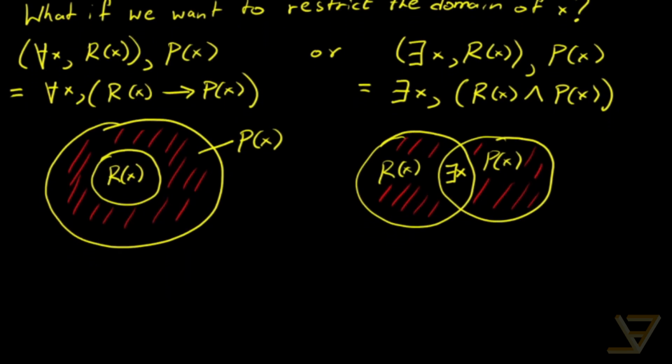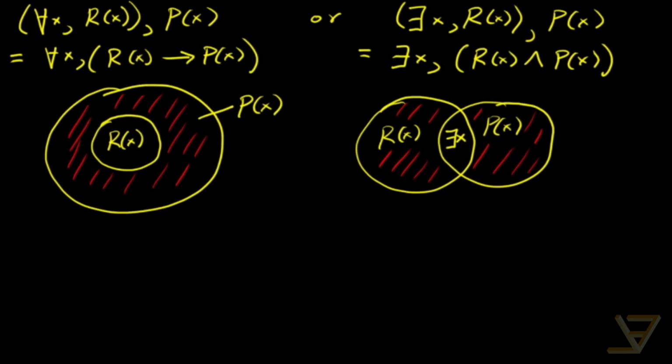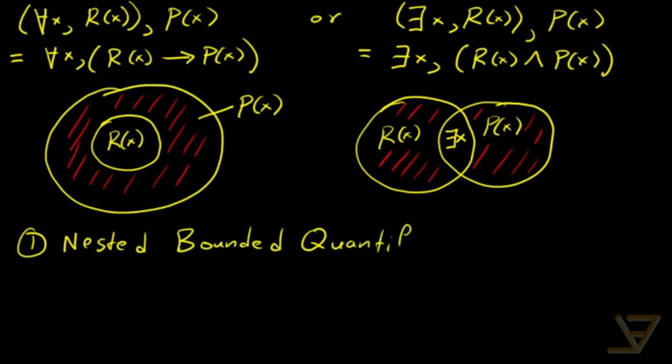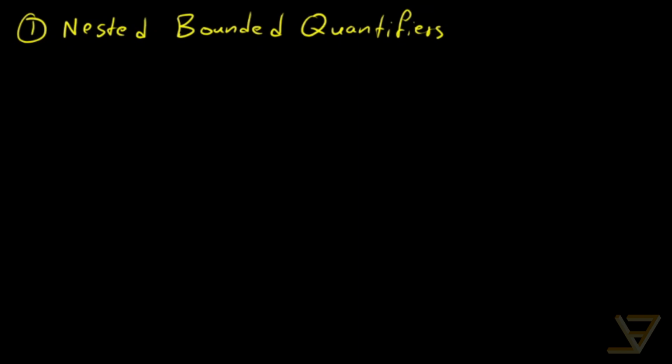Let's work with these bounded quantifiers a little bit. I want to explain them to you in terms of two applications. The first one is nested bounded quantifiers. So what happens if we have more than one of these? Let me show you an example of how to open something like that up.